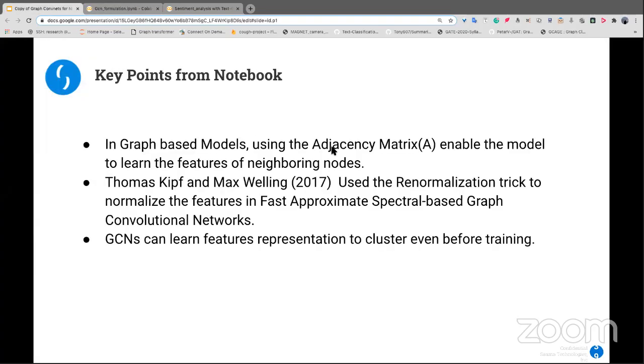So key points from the notebook: in a graph-based network, using the adjacency matrix enables the model to learn the features of neighborhood nodes. Thomas used the renormalization trick to normalize the features in a fast way, as a spectral-based graph convolution network. And GCN can learn feature representations to cluster even before training.